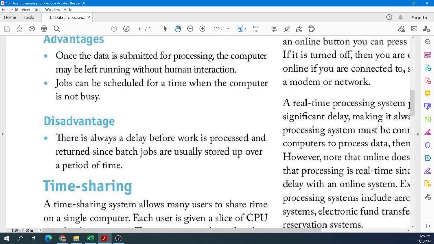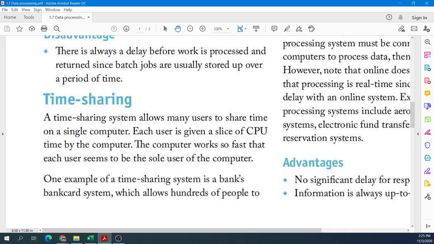Very good. So, as the name implies, you're basically sharing time on a single device. Could be multiple devices at the same time, but you're basically allowed to share time on that device. So it allows many users to share time on a single computer.